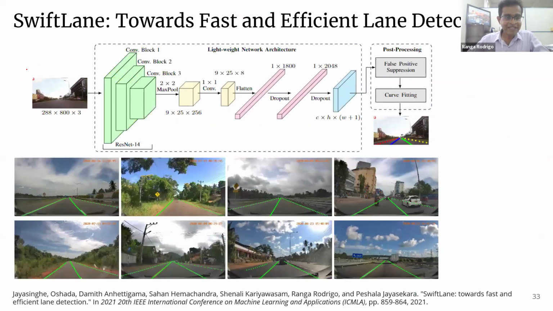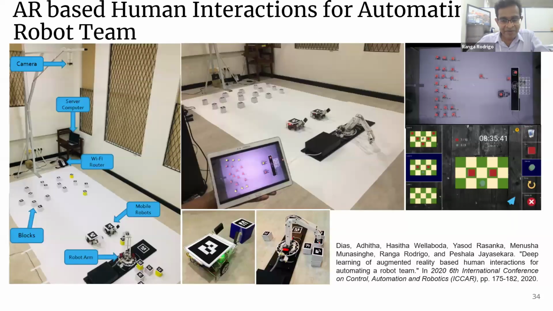This one also is by them, Swift Lane. This is for lane detection. In self-driving, it's very important to be able to detect lanes. So we have a Sri Lankan dataset and lane detection is very fast. This is also a great computer vision project by Aditya Dias and others. He was also the island-based. So island-based, they are in our department.